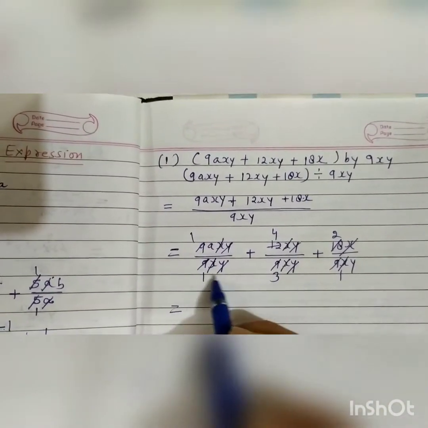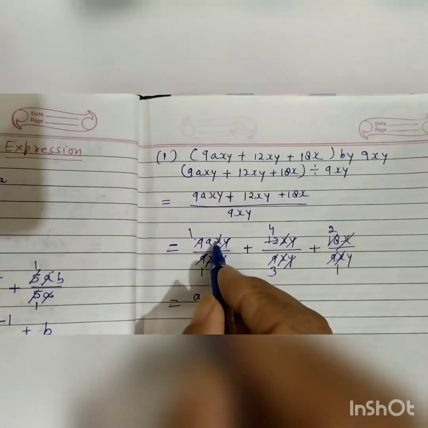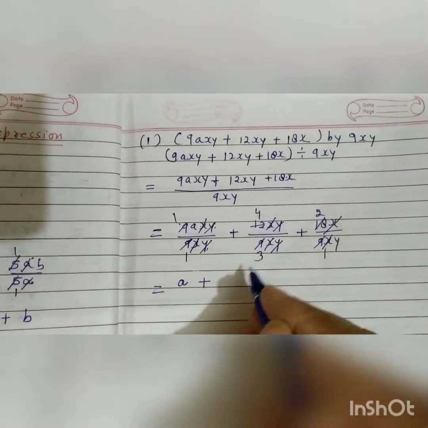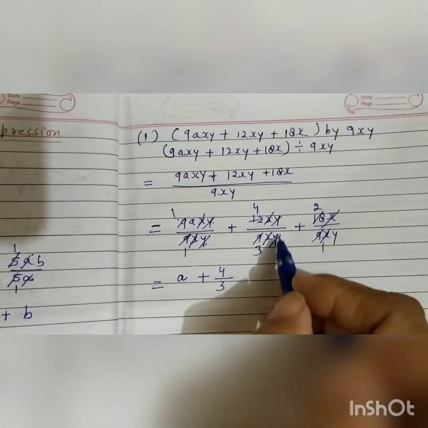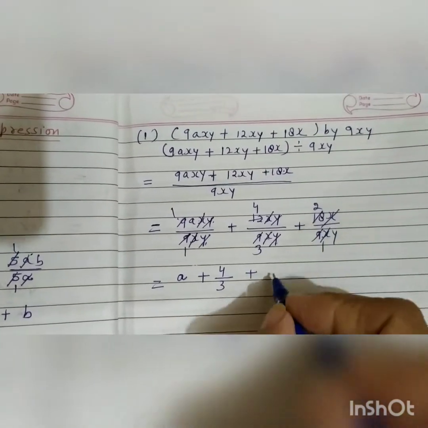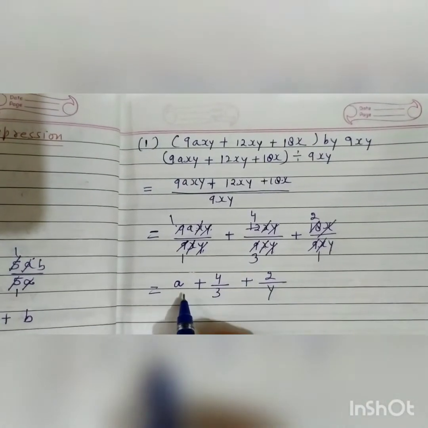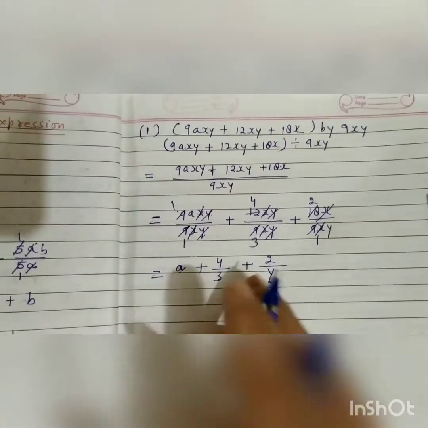Now what is left? From the first term only a is left. 9 cancels, x cancels, y cancels. Plus from the second term only 4 upon 3 is left. X cancels, y cancels. Plus from the third term 2 in the numerator upon y in the denominator. So our answer is a plus 4 upon 3 plus 2 upon y.